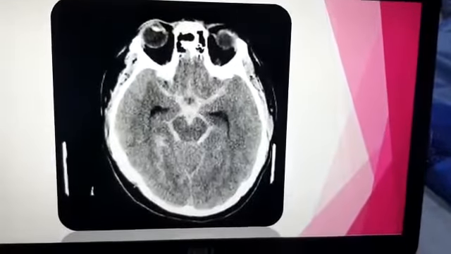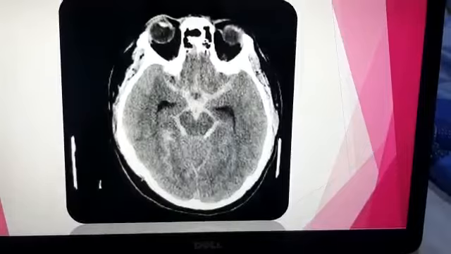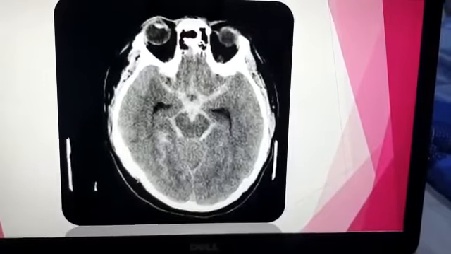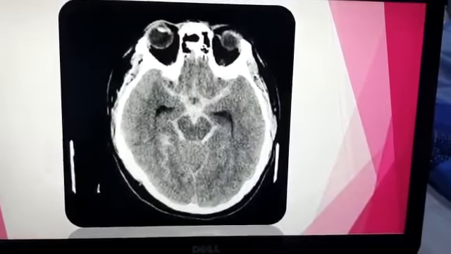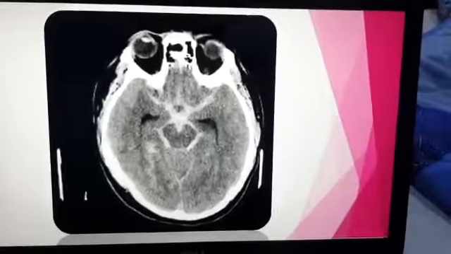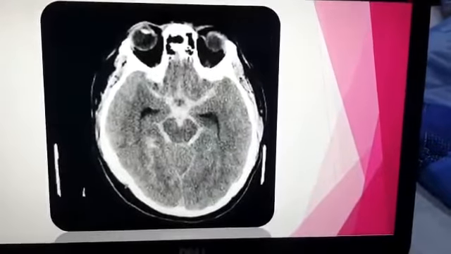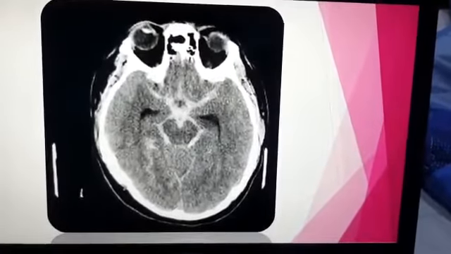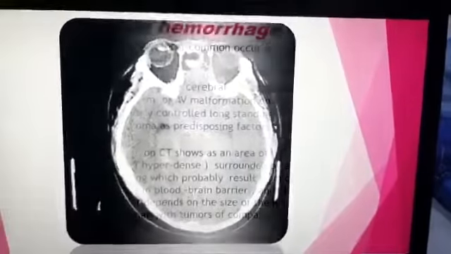This type of hemorrhage doesn't cause compression. Why? Because it's seeding around the brain, it's not seeding in the parenchyma of the brain. Causes of it are mostly a ruptured microaneurysm, or the patient has a history of trauma.